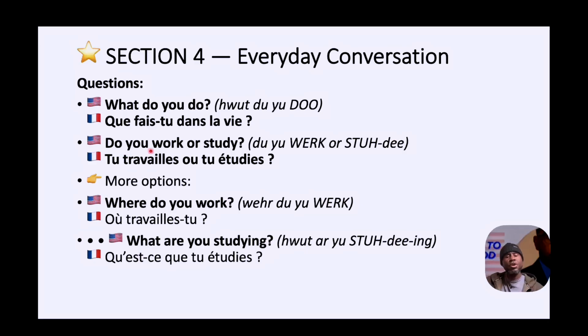Do you work or study? Tu travailles ou tu étudies? Where do you work? Où travailles-tu? What are you studying? Qu'est-ce que tu étudies?